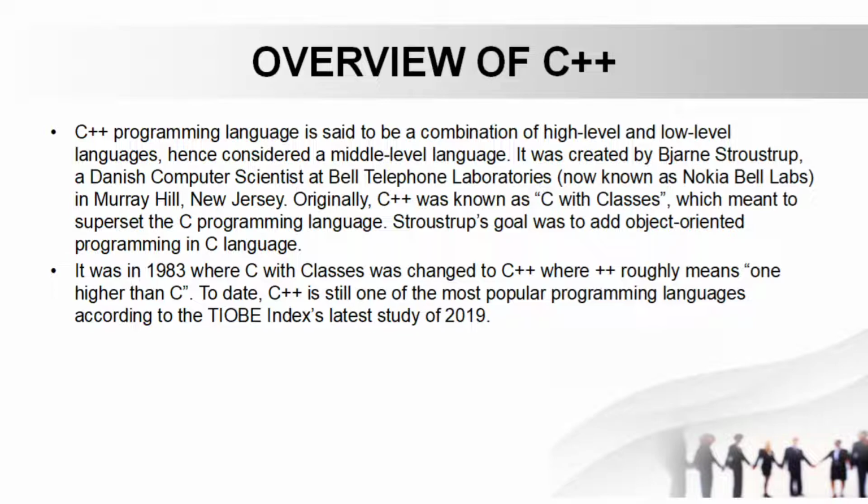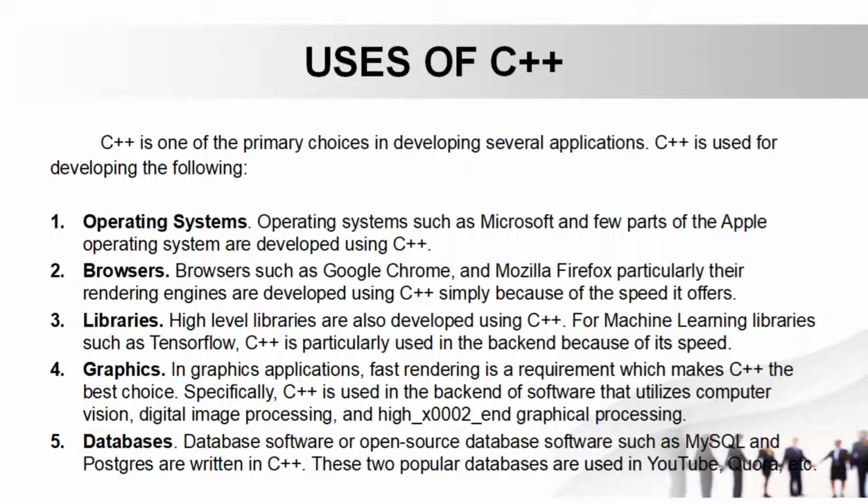It was in 1983 that C with classes was changed to C++, where ++ roughly means one higher than C. To date, C++ is still one of the most popular programming languages according to the Job Index latest study of 2019. Uses of C++. C++ is one of the primary choices in developing several applications.